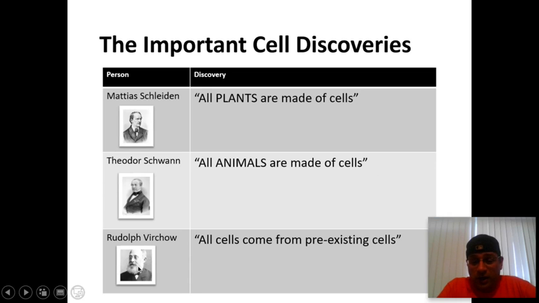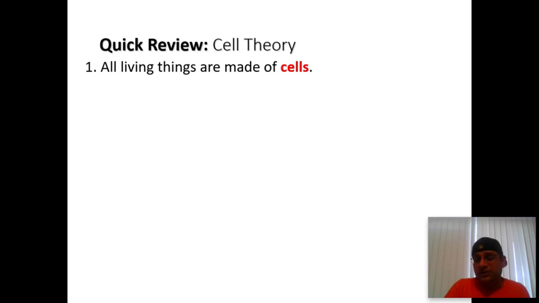And then Rudolf Virchow, all cells come from pre-existing cells. So we talked about this in the 8 characteristics of life. In order to get life, it needs to come from something that's living, okay? So that led up to cell theory. All living things are made of cells. If you have one, it's unicellular. 2 or more, it is multicellular.